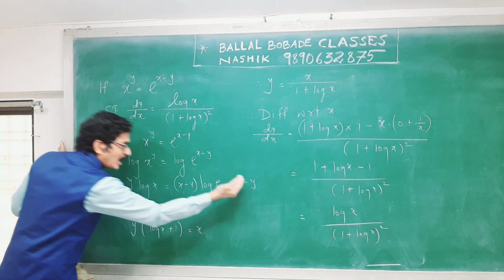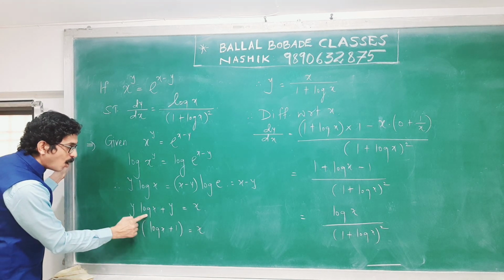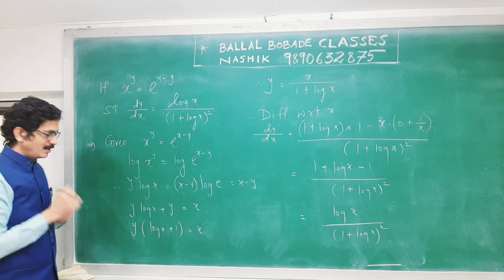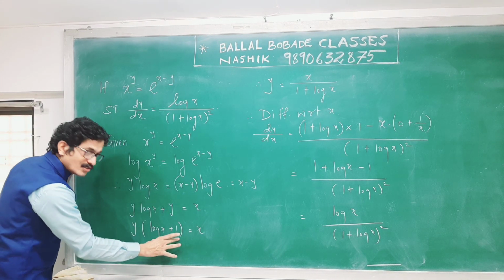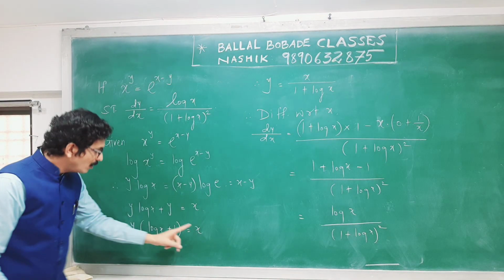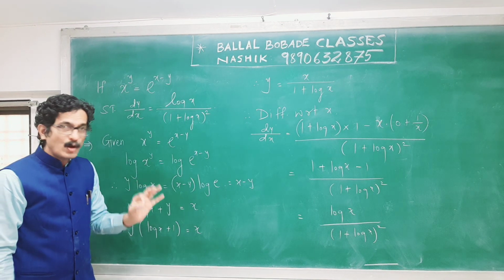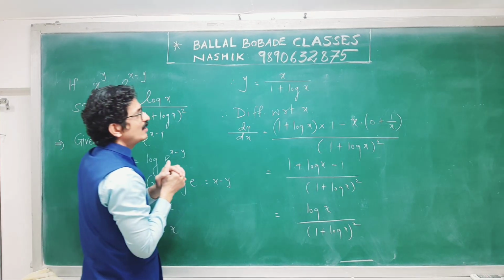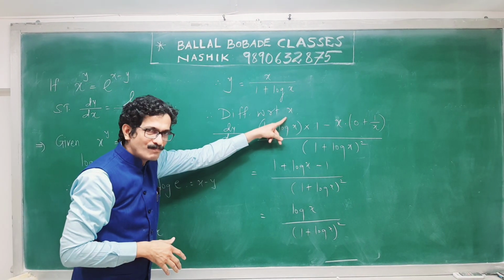How? Transfer this y to the left side. It is y log x plus y, and what remains there is x. Take y common. What remains in the bracket is log x plus 1, and hence you have y equal to x upon (log x plus 1). You have the y term on one side and all x terms on the other side. You can always differentiate with respect to x.